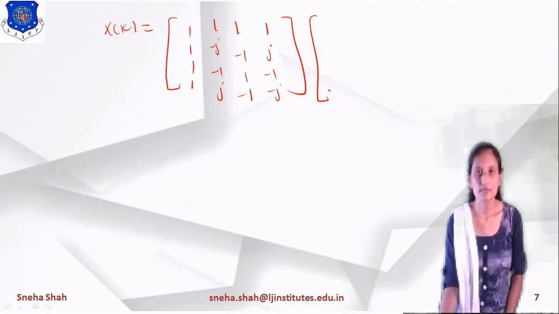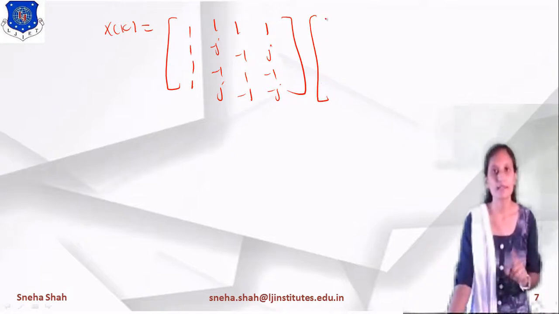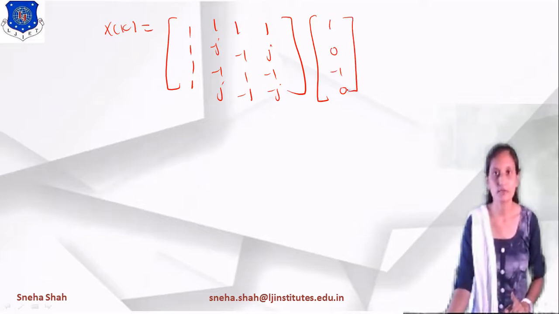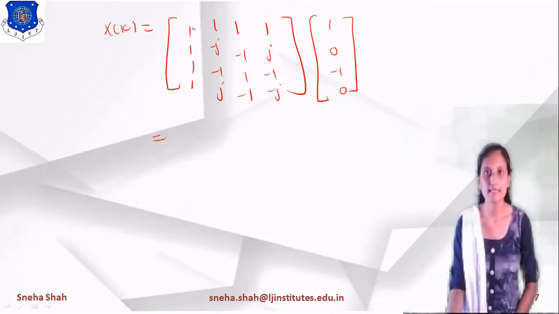Now, these terms will get multiplied with the input sequence x of n. What is the value of x of n? Its value equals 1, 0, minus 1, 0. Now, if I multiply these two, then it will give us the answer: 1 into 1 means 1 plus 0. 1 into minus 1 means minus 1 plus 0.